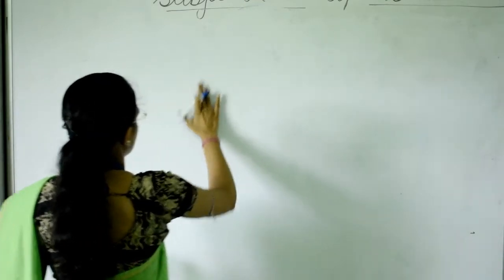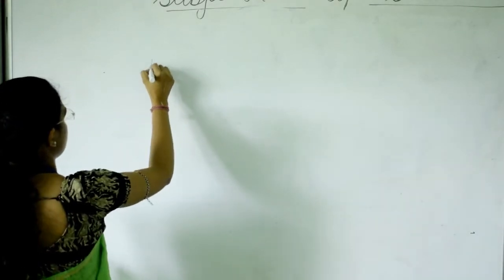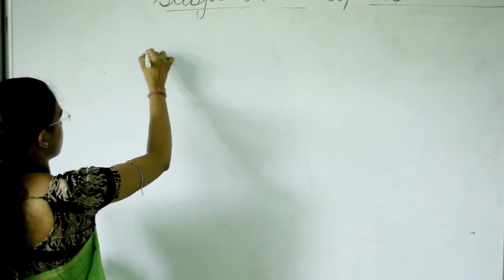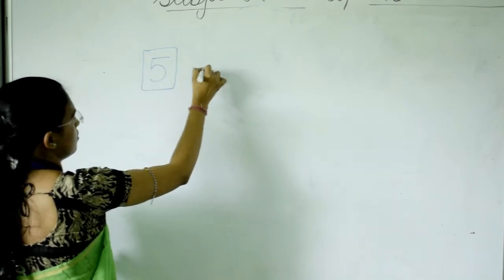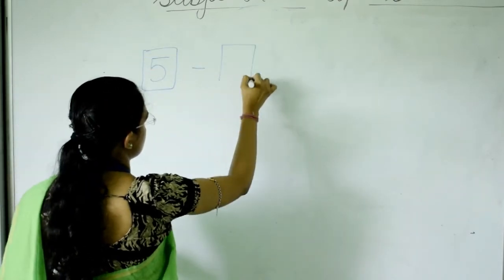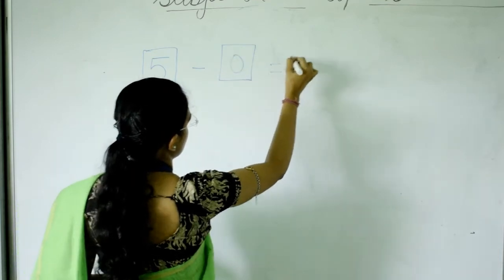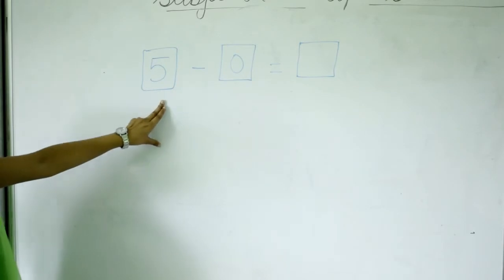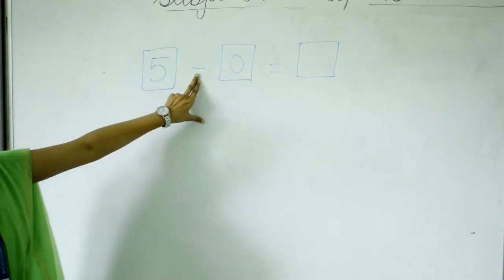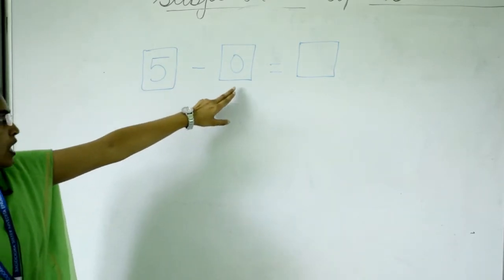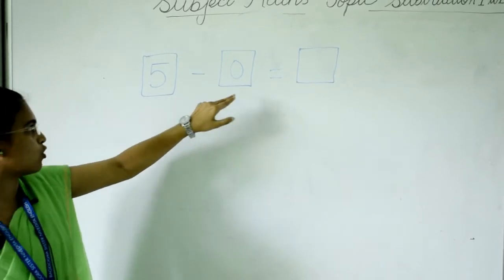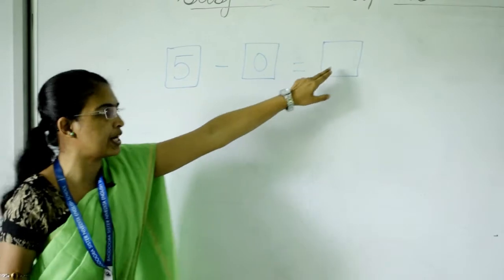Show you another one. 5 minus 0 equals to dash. So which number is this? 5. What sign is this? Minus. And which number we have to minus? 0. So 5 minus 0, we have to find the answer.